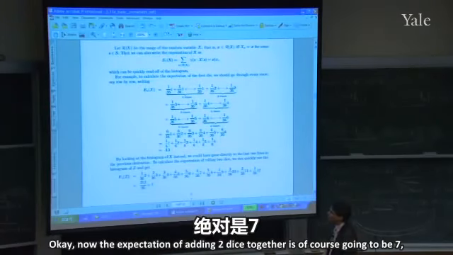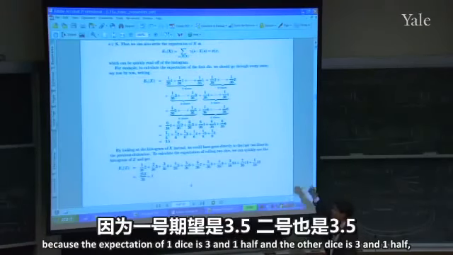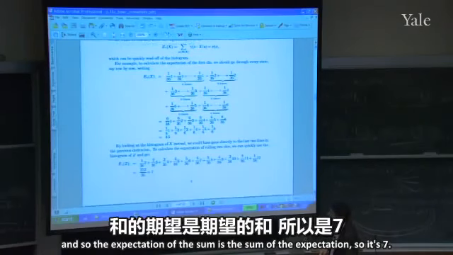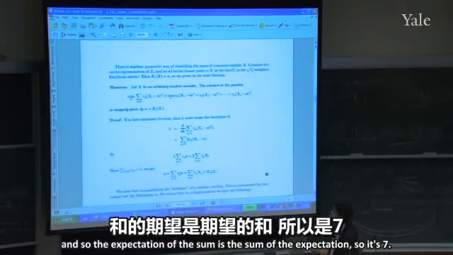Now the expectation of adding 2 dice together is, of course, going to be 7, because the expectation of 1 dice is 3.5 and the other dice is 3.5, and so the expectation of the sum is the sum of the expectations, so it's 7. Okay, so you know that.